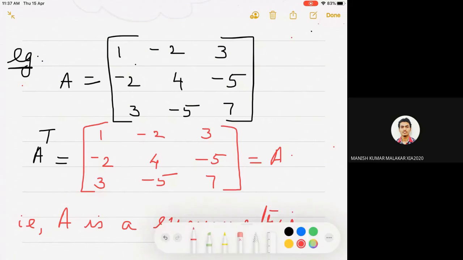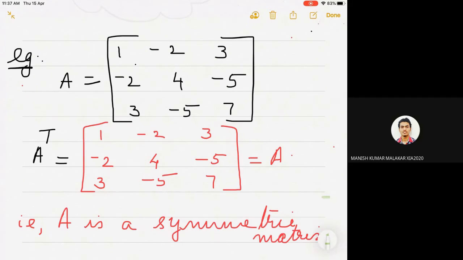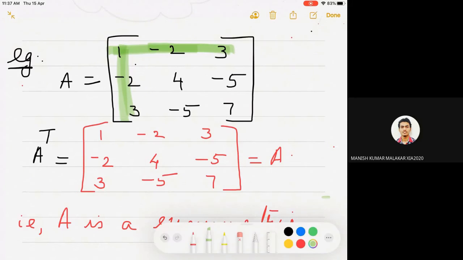You can just watch it and you can very easily see that. See, 1, minus 2, 3. Similarly, minus 2, 4, minus 5. Rows and columns are same. First row and first column are same.